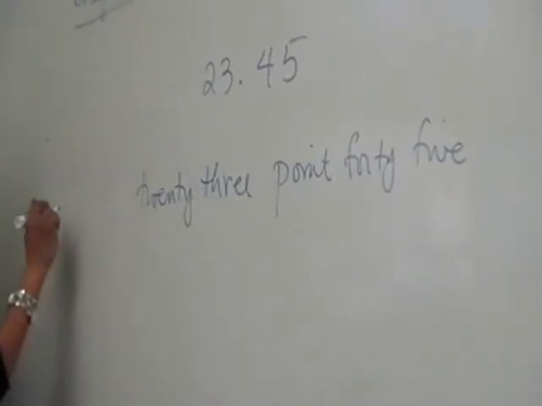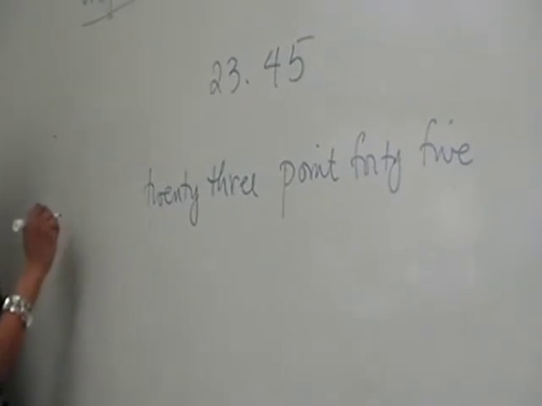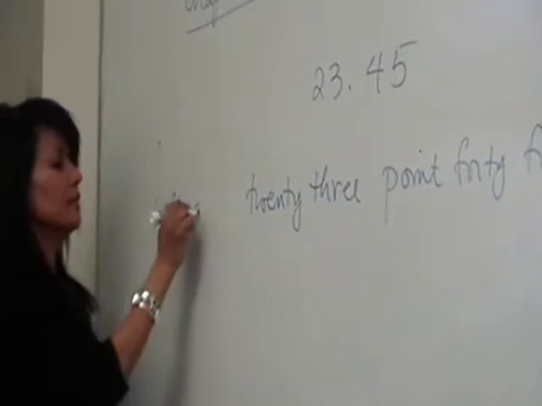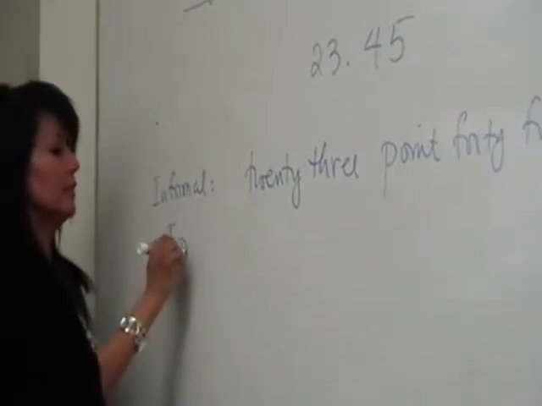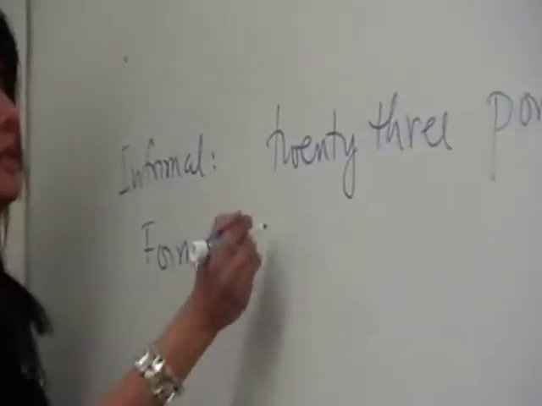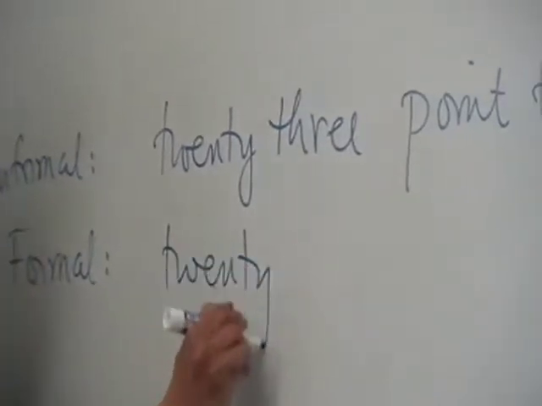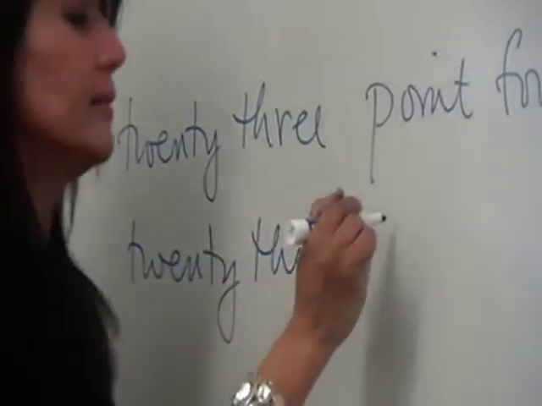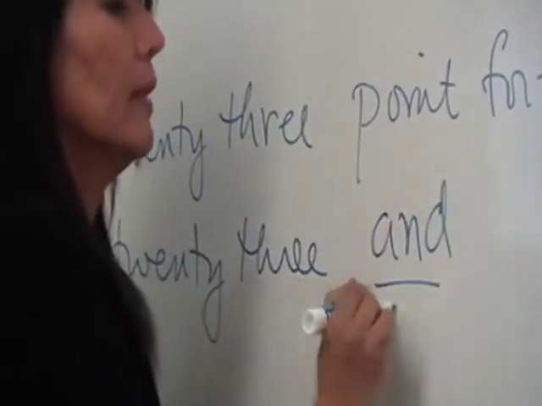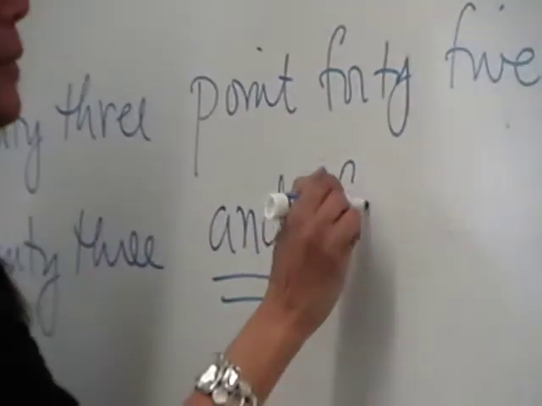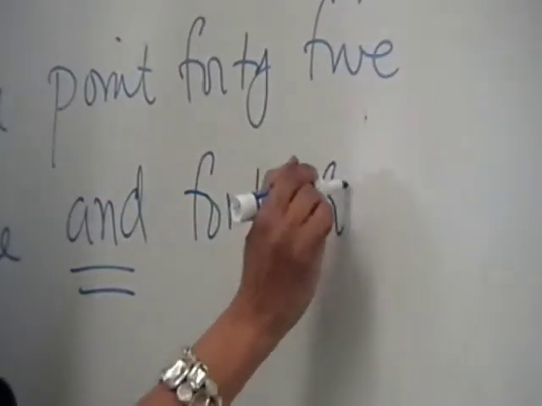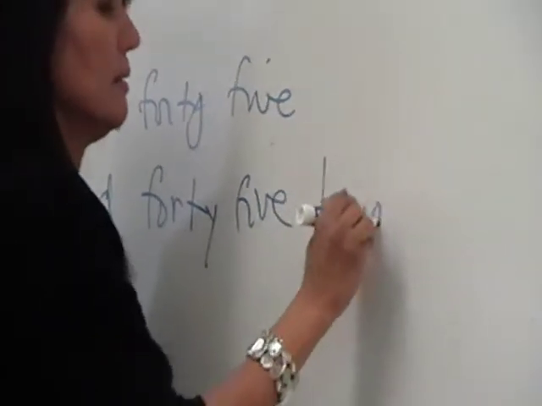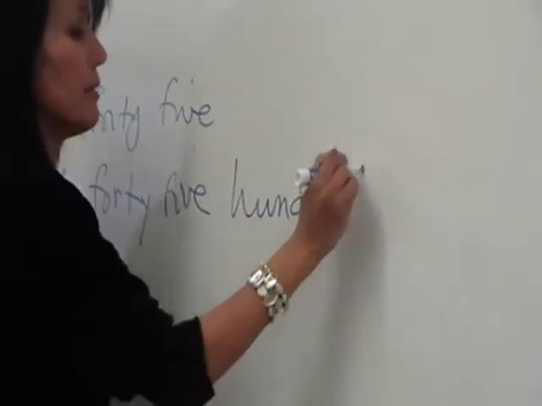This is the informal way of reading it. Formally, if you want to do it mathematically, you say 23, and instead of saying point, what's the word that we use? And. And instead of 45 only, we say 45, not thousandths, but what? Hundredths. And maybe we can explain that next, okay?